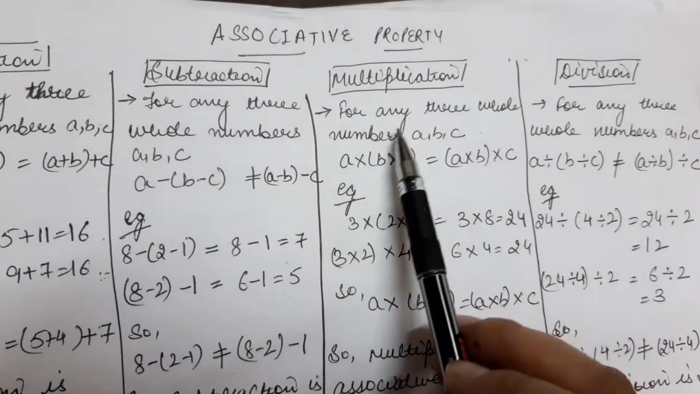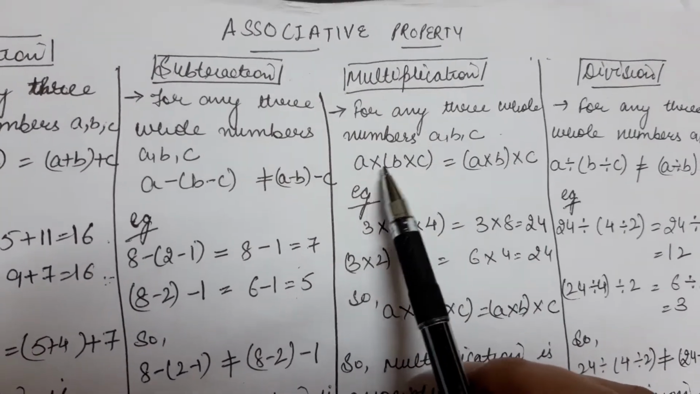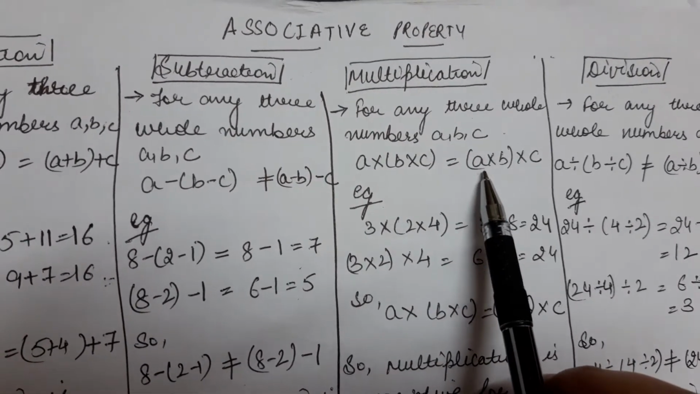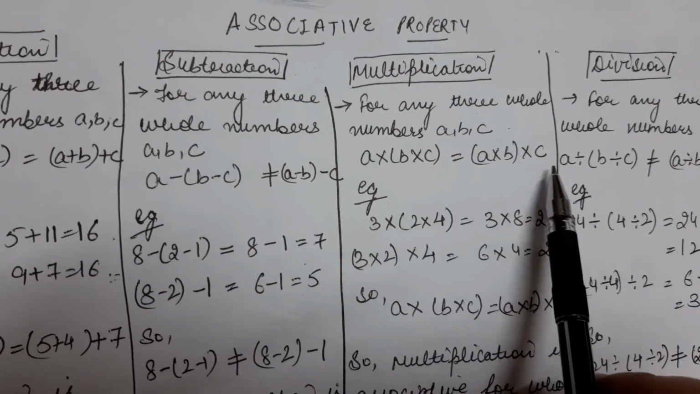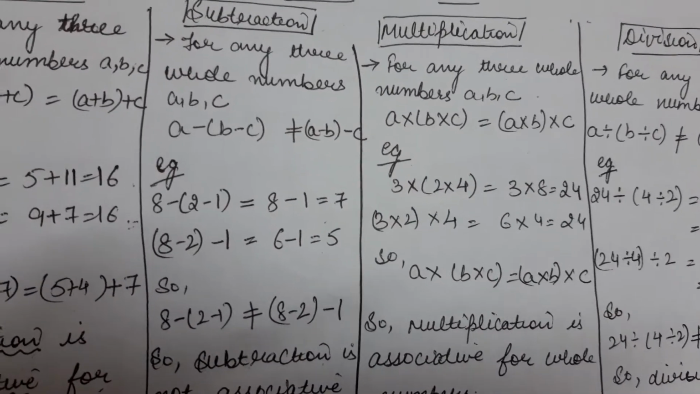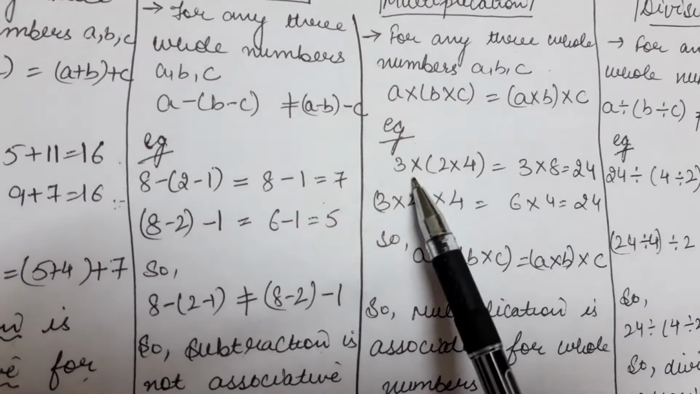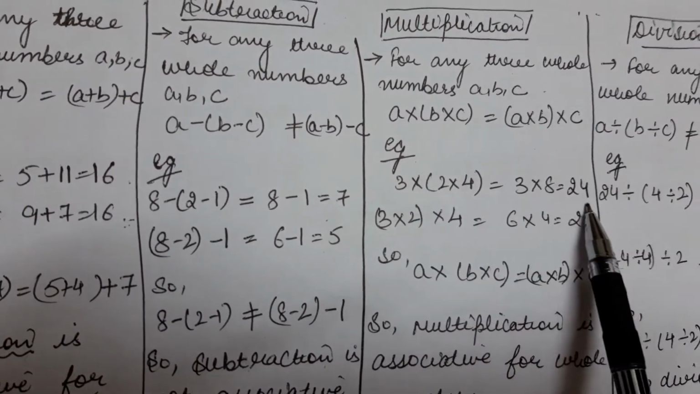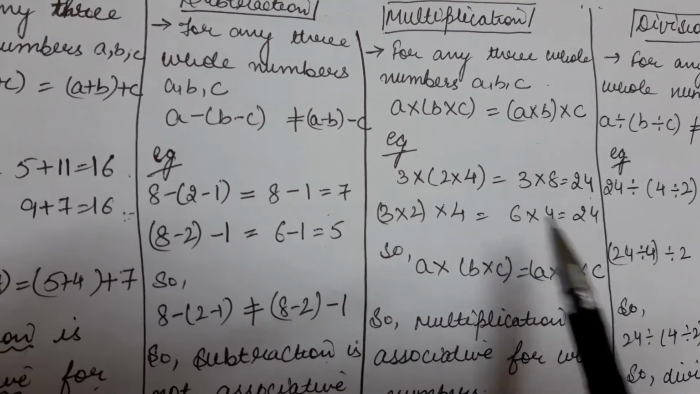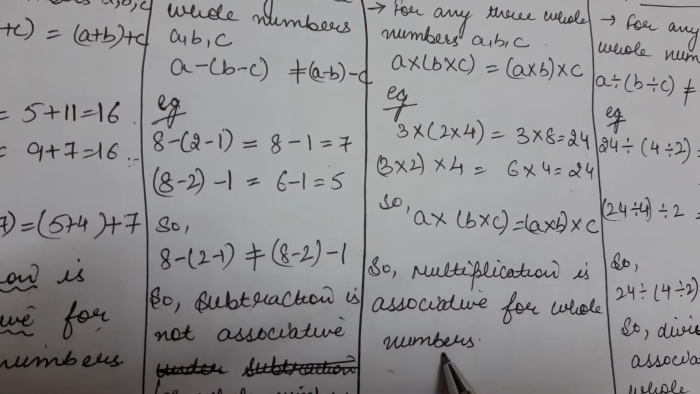Next is multiplication. Now again, if I take any three whole numbers a, b and c, a multiplied by (b multiplied by c) is equal to (a multiplied by b) multiplied by c, so I can say that whole numbers are associative under multiplication. For example, if I take the numbers 3, 2 and 4. Now 3 into (2 into 4) is equal to 24. Again, if I put brackets on 3 and 2 first and then multiply by 4, the answer is again 24. So what can I say? Multiplication is associative for whole numbers.